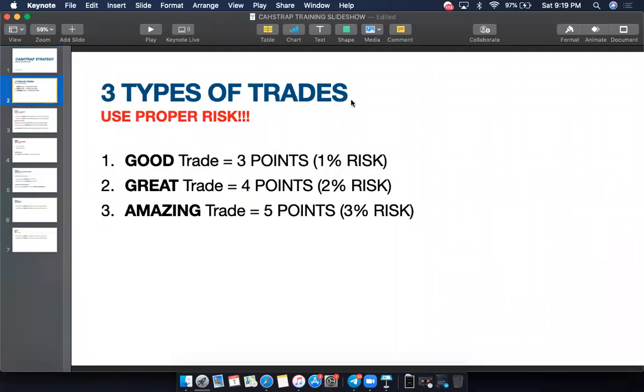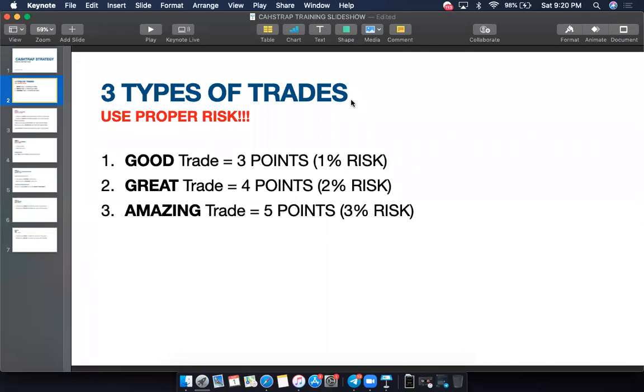Now, understand there are going to be 3 types of trades when you're taking these Cashtrap trades. What we're looking to do is calculate points. The points are just confirmations for us to take the trade. The more points, the better the trade. The more confirmations, the better the trade. So you're going to have a good trade, which equals 3 points, a great trade, which equals 4 points, and an amazing trade, which equals 5 points.